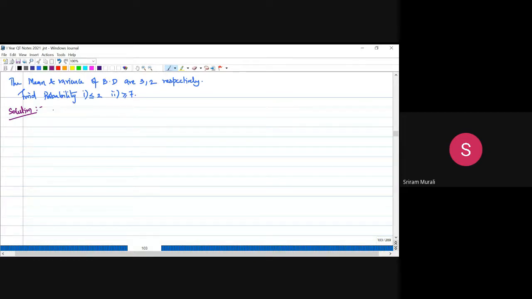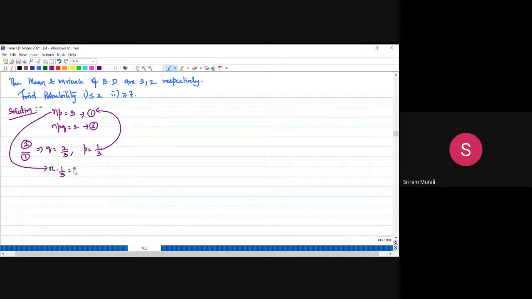So the mean of the binomial distribution, np, is 3. The variance of the binomial distribution is 2. npq is 2. If you divide 2 by 3, np gets cancelled, so q is 2 by 3. Sorry, q is 2 by 3, and p is 1 by 3. If I substitute here, n is equal to 9.